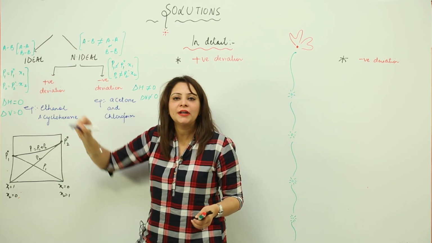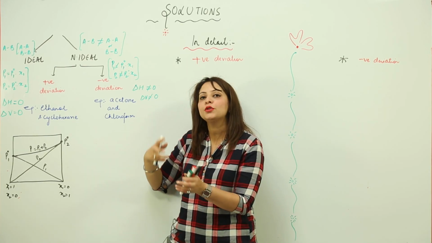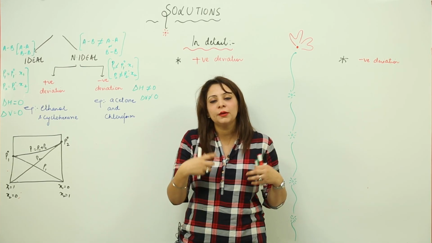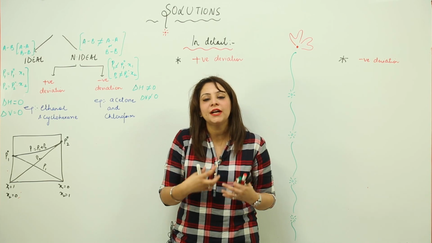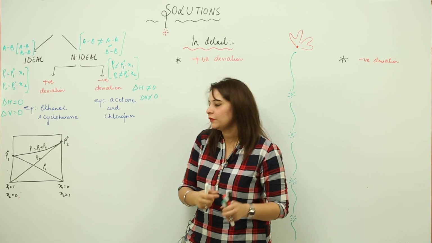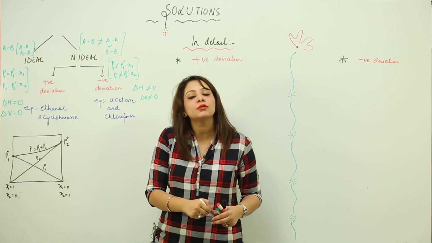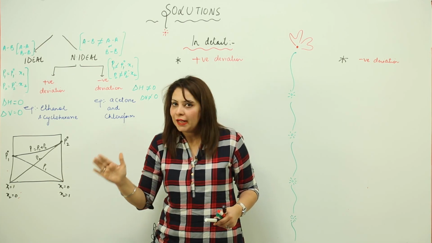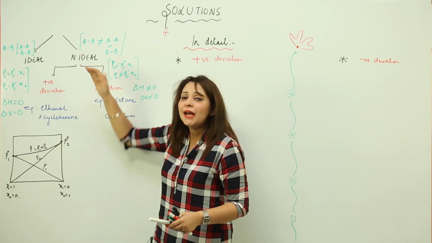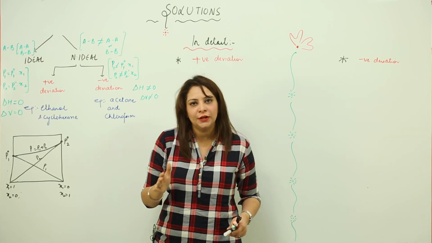Now, when we talk about ideal, I am just summarizing it again because we did this topic, but now we want to start another topic, and before starting that I want you to be well versed in this topic again, right. So, I am doing it in a short span of time, just look at the book. An ideal solution is one which obeys Raoult's law at all conditions of temperature and pressure, you know that. And the non-ideal is one which does not obey Raoult's law at all conditions of temperature and pressure.